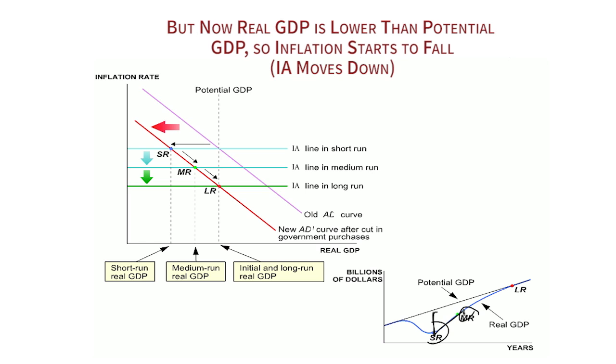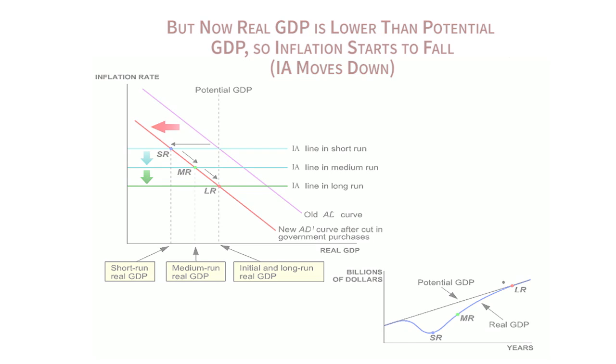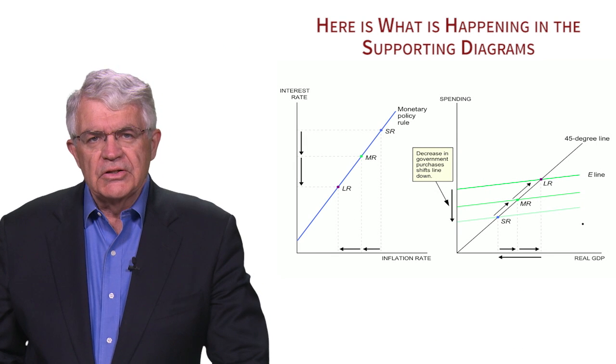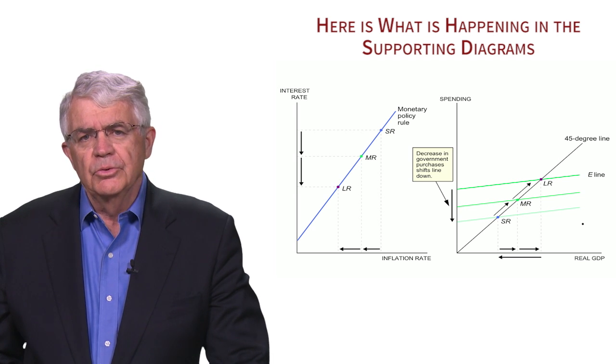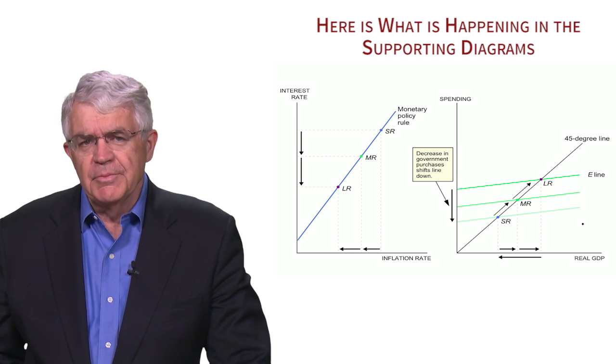And then you grow faster than potential GDP. You get closer to potential GDP, so the gap gets smaller. And finally, you come back all the way, and you're at potential GDP in the long run. So that's what's going on in the short run and long run with this ADIA model. Let's look at what happens at some of the supporting diagrams, because they basically just tell you what I've said in words, maybe helps remember what's going on.